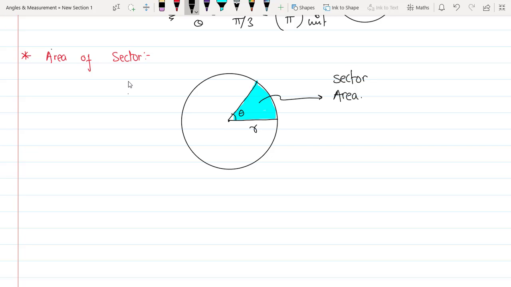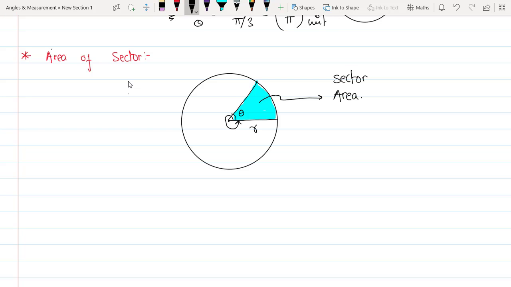Tell me what will be the area of a sector when theta is 360 degrees. Sector means what? It's a part of a circle. It could be a part of the circle or it could be the whole circle. See, this whole circle is also itself a sector.